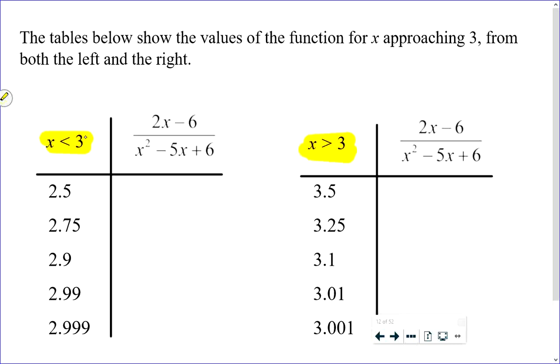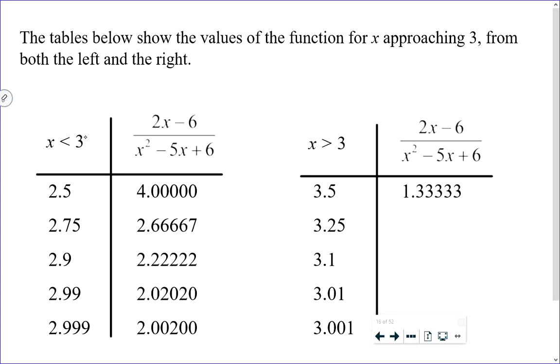So if I put 2.5 into this expression, it turns out that the expression is equal to 4. And when I put 2.75 in the expression, it turns out that the expression is equal to 2.6. So I'm going from 2.5 to 2.75 for x. The idea is I'm choosing an x value that's getting closer and closer to 3. And if I choose 2.9, which is even closer to 3, I can see what the function is equal to. 2.99 and 2.999 give me numbers that are very, very close to 2 as an output.